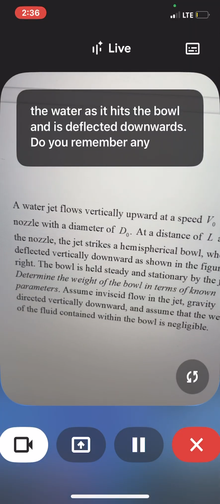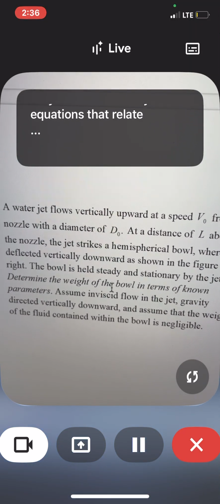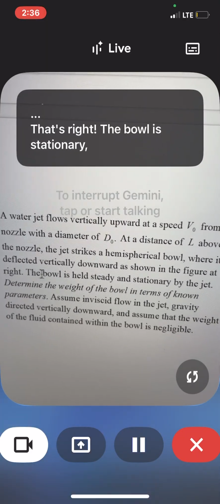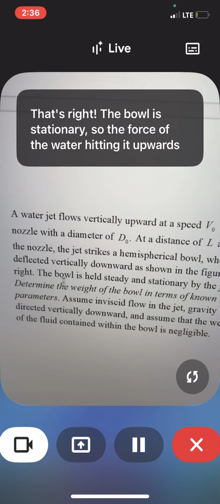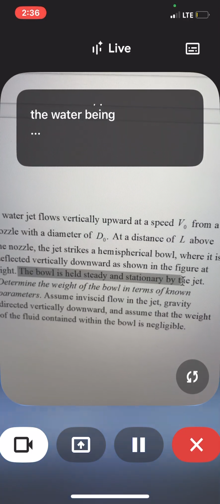Oh, so remember, is the bowl just floating there on top of the water? That's right. The bowl is stationary, so the force of the water hitting it upwards must be equal to the weight of the bowl pushing downwards. Oh, got it.